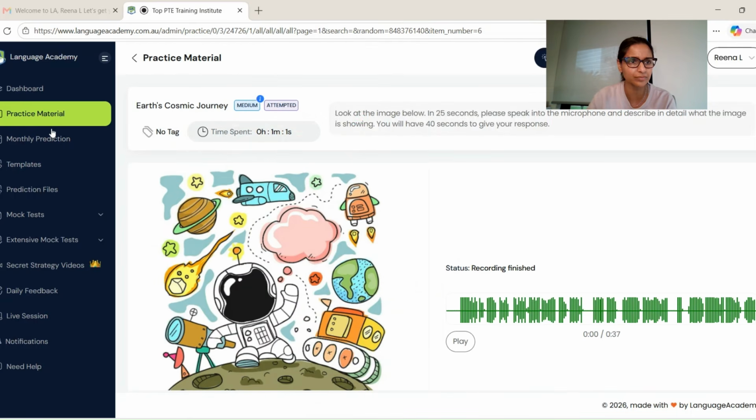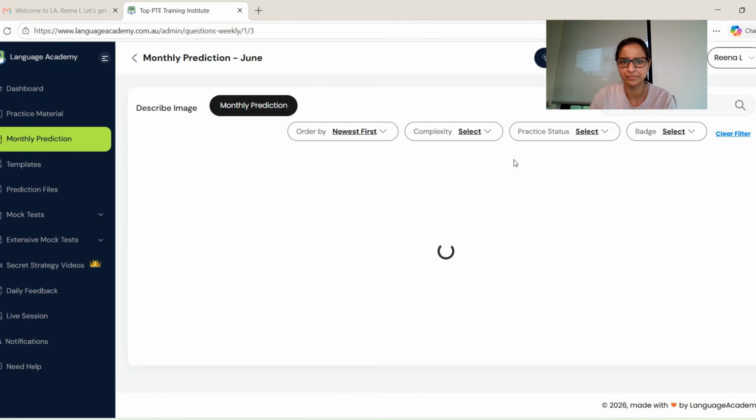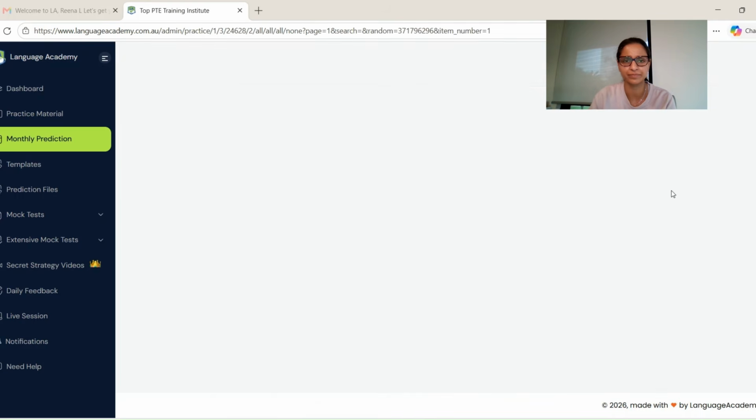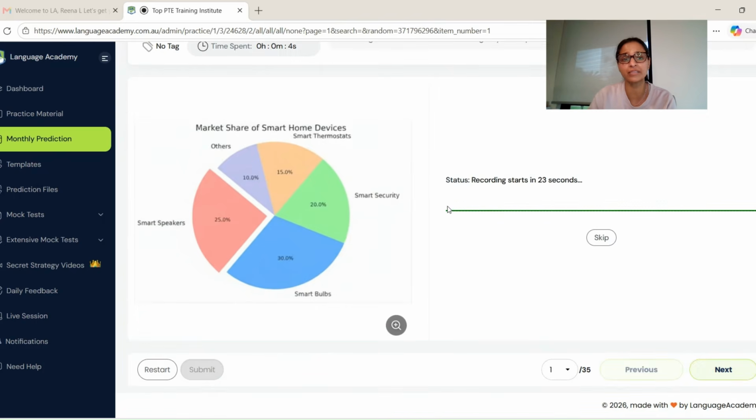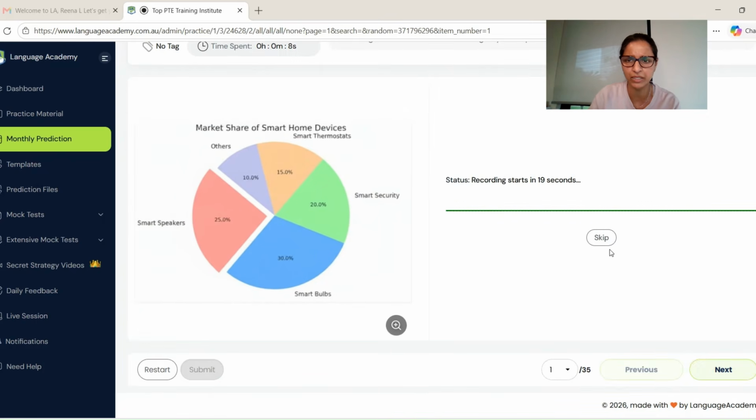Okay, how do I do this? Oh, no. Ooh, monthly predictions. That's good. Describe image. Smart home devices. Let's do that one. Okay, so it's a pie chart. I'm sure I've seen this image before, have I? I'm not entirely sure. Let's jump straight into it, shall we, my friends? Top to bottom, left to right.